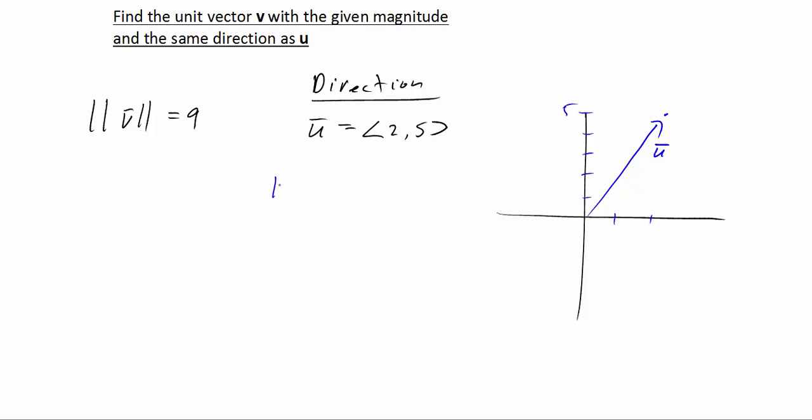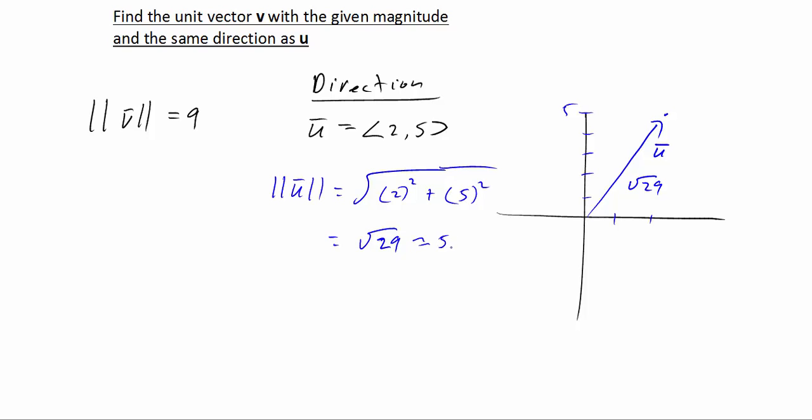So if we calculate the magnitude here for u, the square root of 2 squared plus 5 squared, this would turn out to be, what, 4 and 25, so that's the square root of 29. So this is the magnitude of u. This has a length of, and I'll just leave it as the square root of 29, and if you put that in the calculator, that's going to turn out to be approximately 5.4, but we'll leave it in the exact square root of 29.